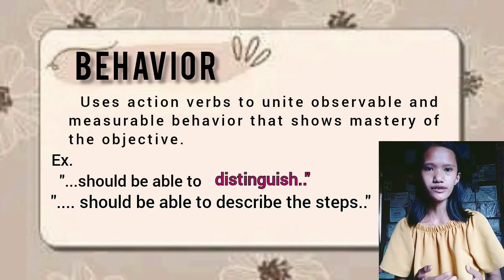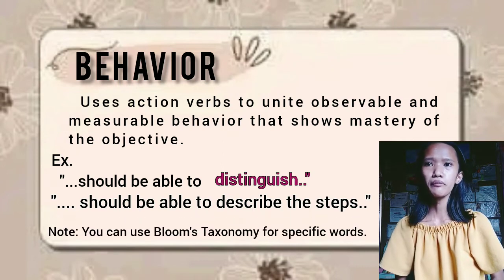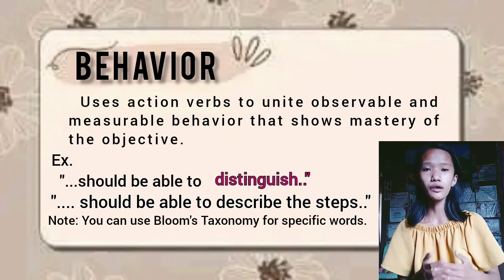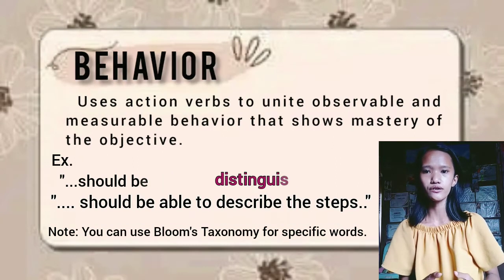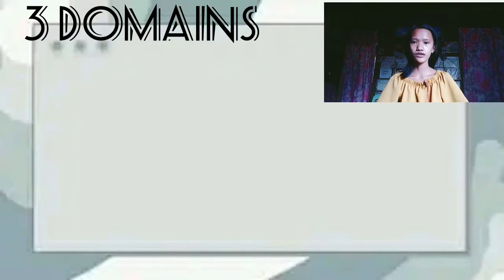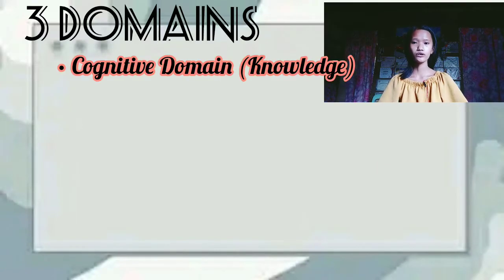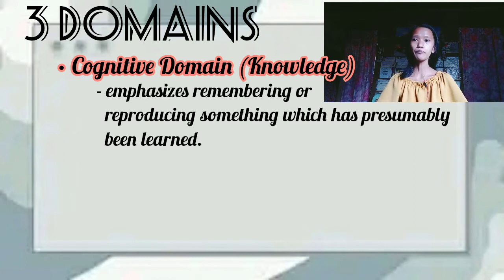To describe the steps. So, let us all remember that in behavior, it always represents the action word or the action verbs. Under the behavior, it has three domains. First, we have cognitive domain or the knowledge. It emphasizes remembering or reproducing something which has presumably been learned. Ito yung knowledge or learnings ng bata na natutuhan niya noong naunang lesson. At kung ano yung kanyang matututuhan pa sa bagong lesson. Yun yung sa cognitive domain.